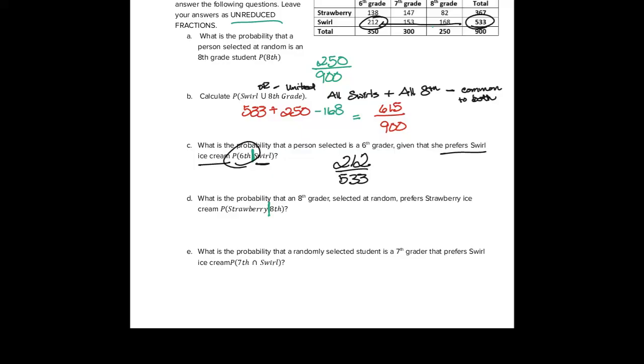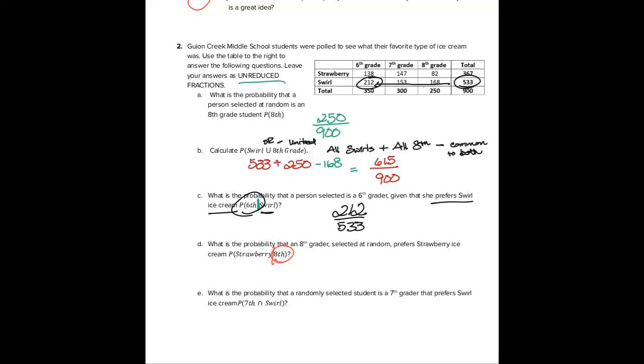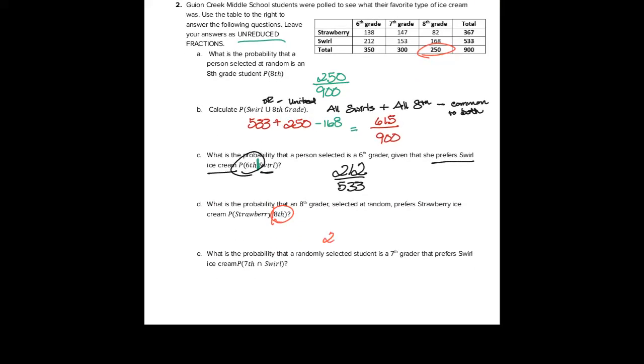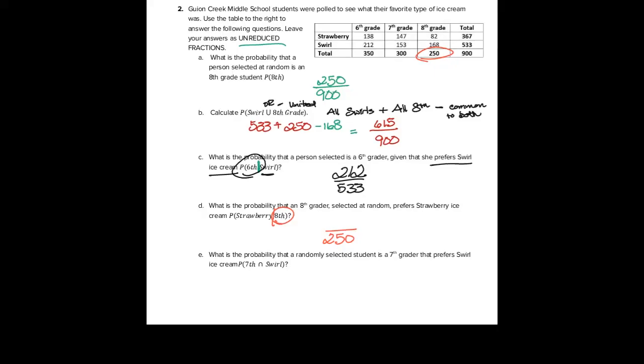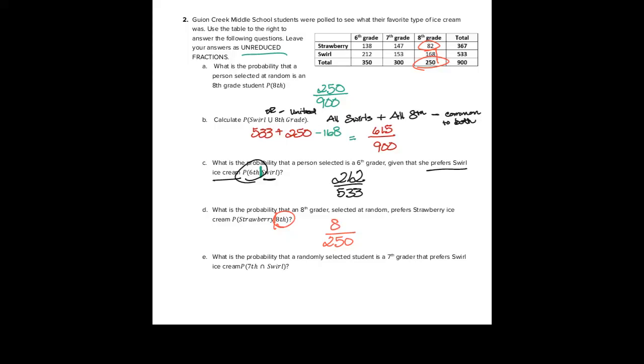Now, I believe, yeah, an 8th grader selected at random, that's a given, that statement. So they have to be an 8th grader. That means I need to find the total of all 8th graders. So that's called a conditional statement. So that means 250 is my denominator. And of that 250, how many prefer strawberry? So I go up the 8th graders, find my strawberry, and that is 82 out of 250.